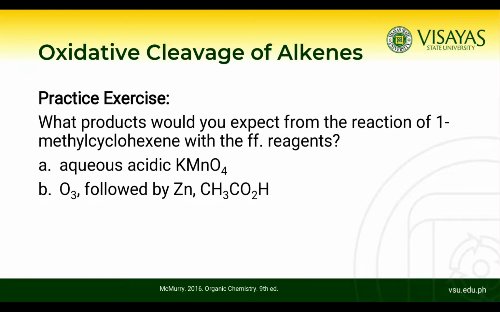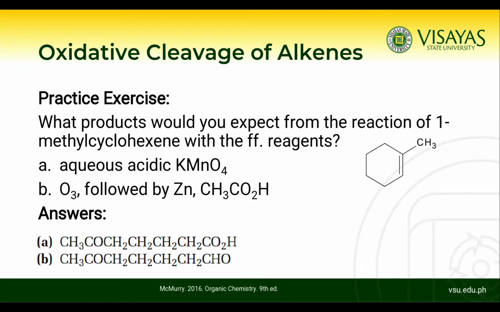Examples, what products would you expect from the reaction of 1-methyl cyclohexene with the following reagents? So this is the structure of 1-methyl cyclohexene. Letter A is aqueous acidic potassium permanganate. So let's look at the carbon-carbon double bond. Kani siya nga carbon is bonded to 2 carbon atoms. So that means to say mag-ketone ta dihang dapita. Okay? This carbon here is bonded to 1 carbon and 1 hydrogen. So, kani siya nga part, mag-form ta og carboxylic acid. Okay? So, muna siya answer for letter A. Ako siya i-number na lang.